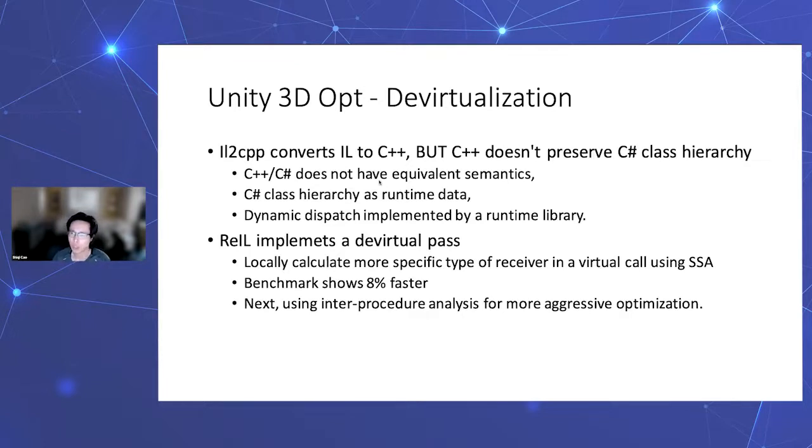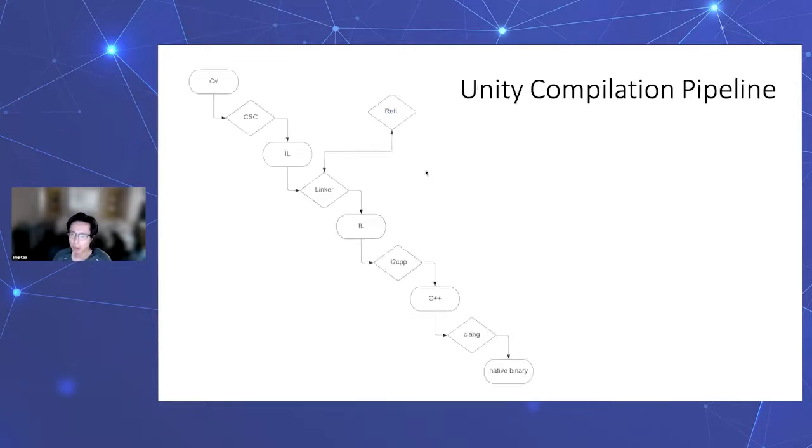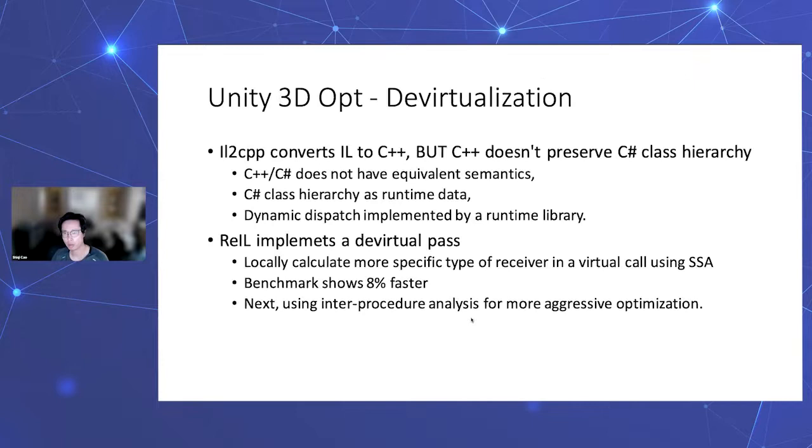Okay, so you may have a question here. Because all the code eventually compiles down to C++, and we have Clang here, why not just let Clang do the devirtualization? LLVM is a very mature and powerful tool. You can do the devirtualization there. Why not just leave it there?